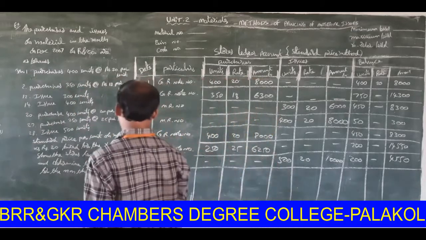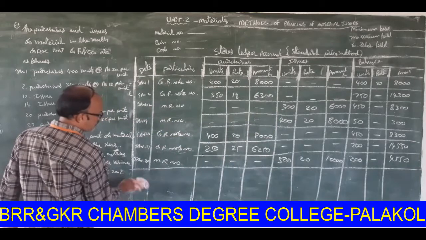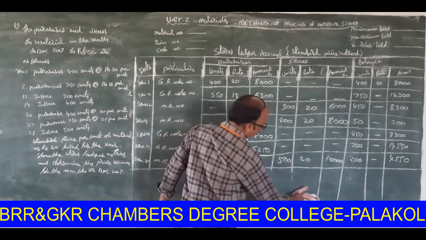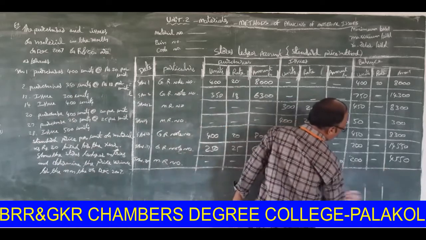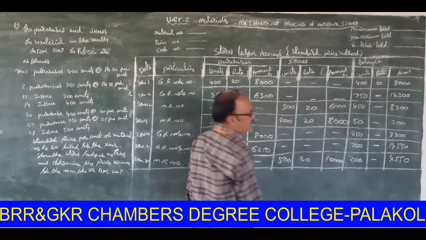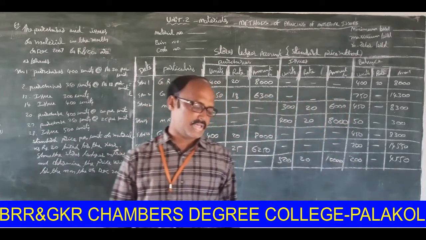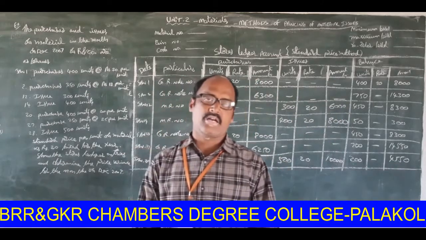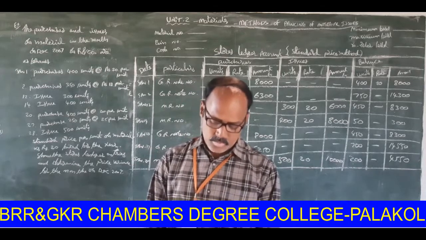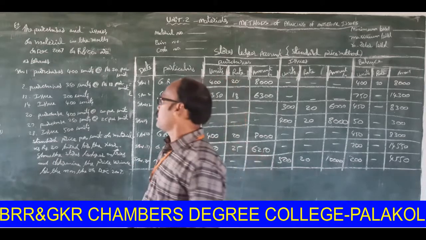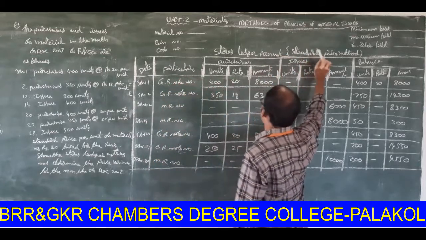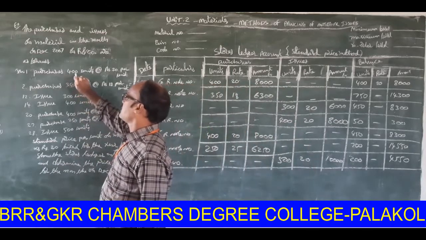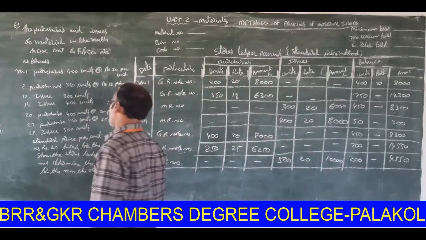This is the stores ledger account as per standard price method. Once again I am telling that, at the time of issue of materials, purchasing prices are not to be considered. Only standard price is to be considered at the time of issue of materials. This is another model for preparation of stores ledger account, standard price method. Look at that one. First of all, January 1st purchases 400 units at the rate of 20 per unit. You know very well.